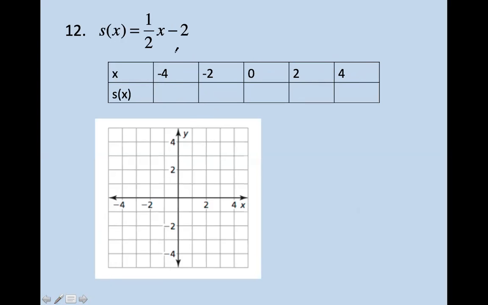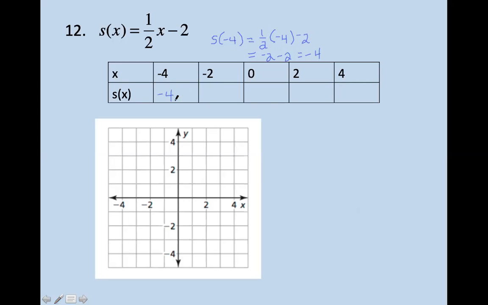So the first time I'm replacing x with -4. So s of -4 would be equal to 1/2 times -4 minus 2. All right, so half of -4 would be -2, and -2 minus 2 equals -4. So that's this first one.